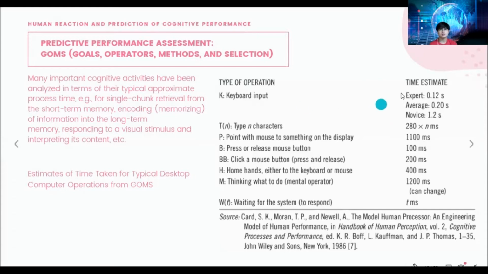The time estimate would be something like this, 0.2 seconds. Or when a user points with the mouse to something in the display, you press or release the mouse button, how many seconds does it take, you click a mouse, or move hands to either the keyboard or mouse. So this is the predictive performance assessment with GOMS. This is actually a sample of when you type something in the computer.